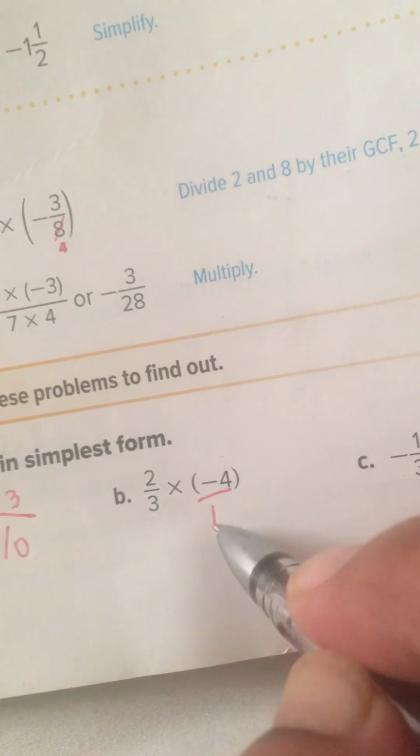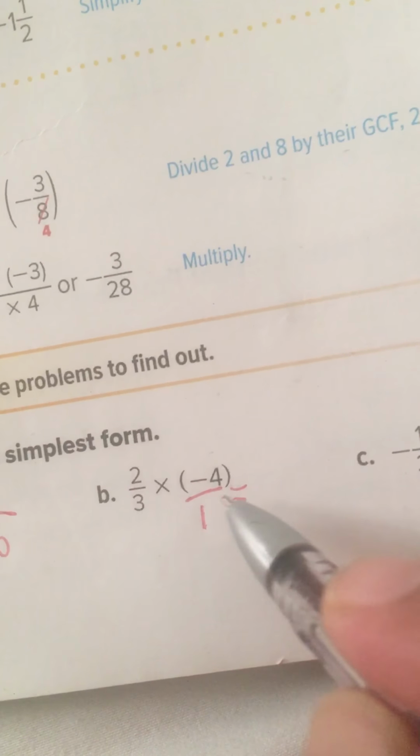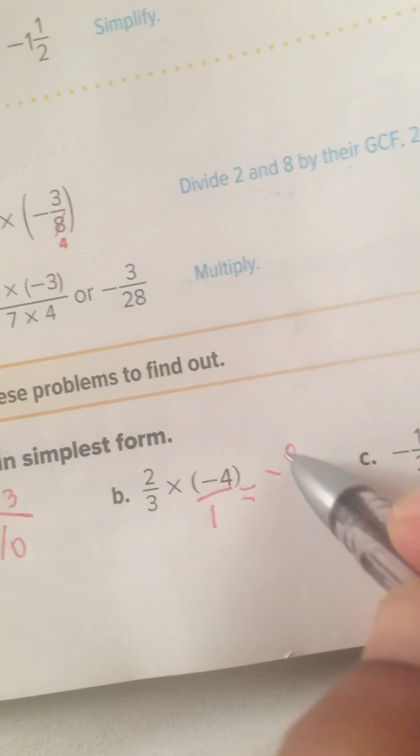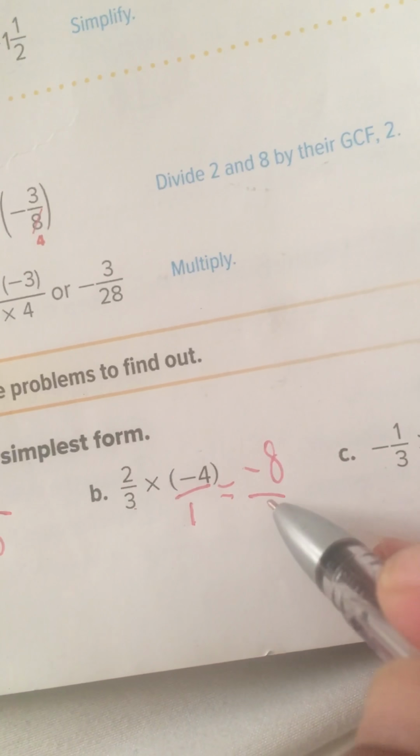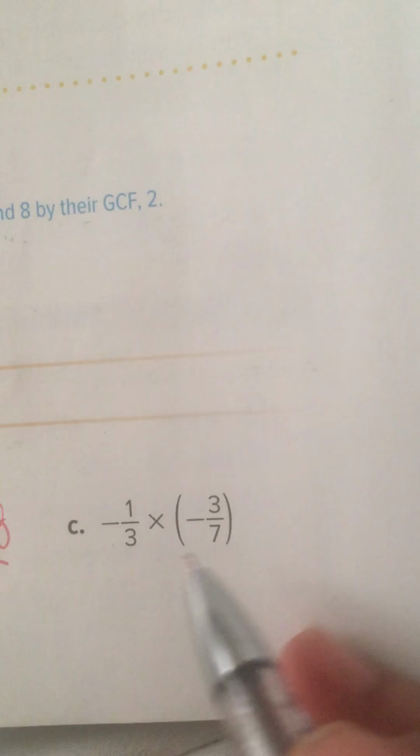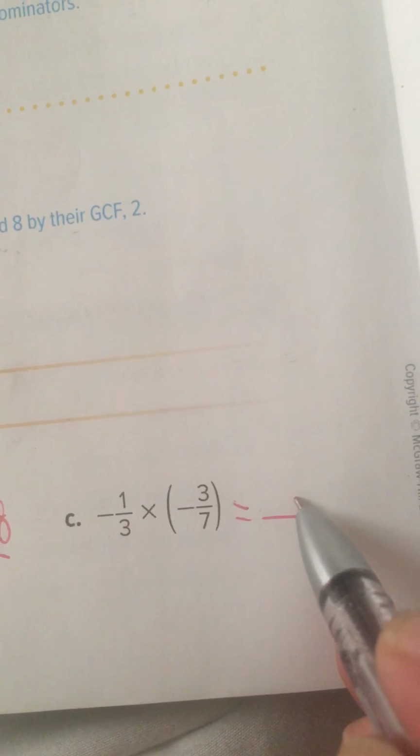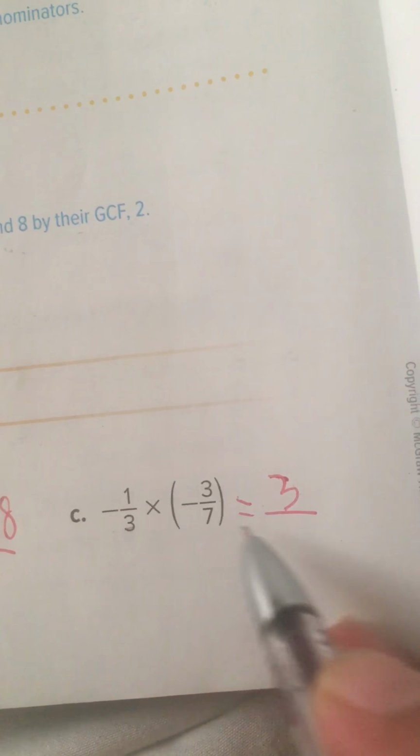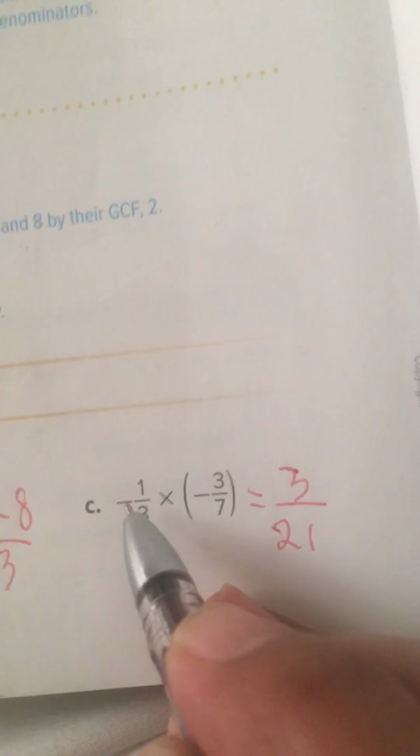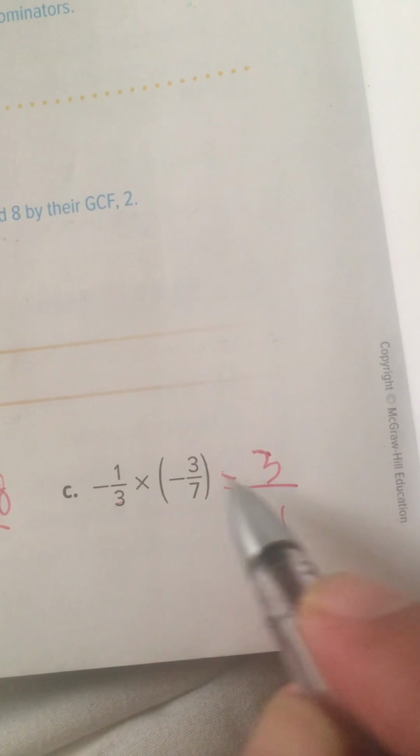Any number out of 1. 2 multiplied by negative 4, negative 8. 3 multiplied by 1 is 3. Multiply. Minus 1 multiplied by minus 3 is 3. 3 multiplied by 7 is 21. Negative multiply negative is positive.